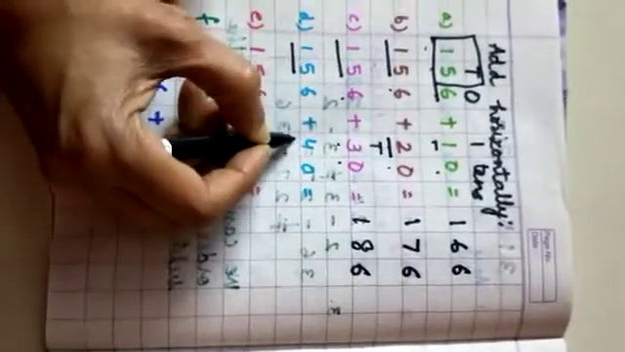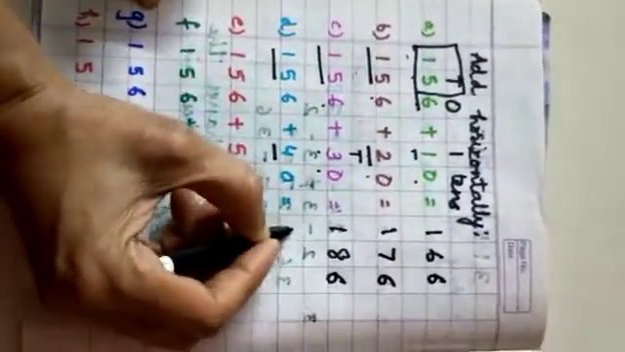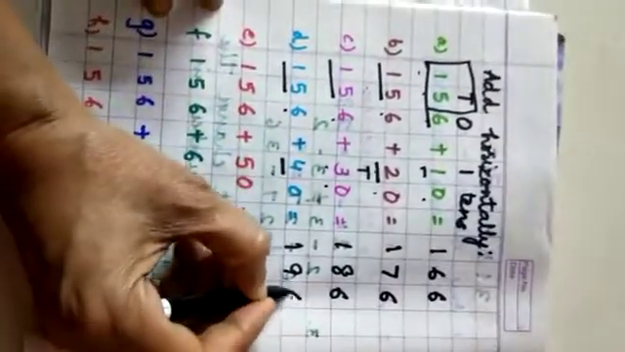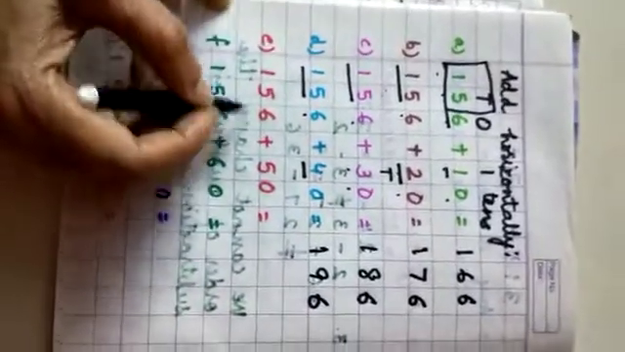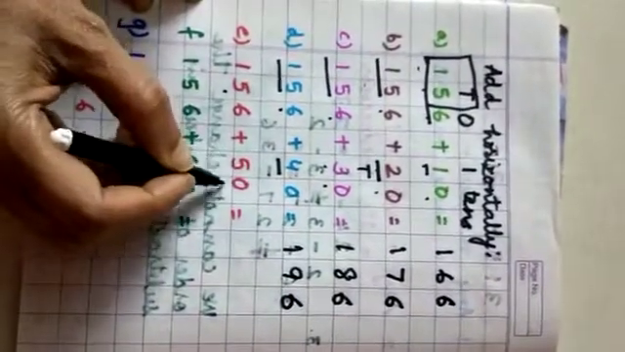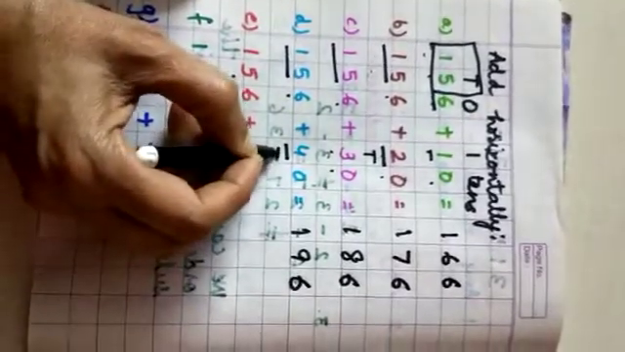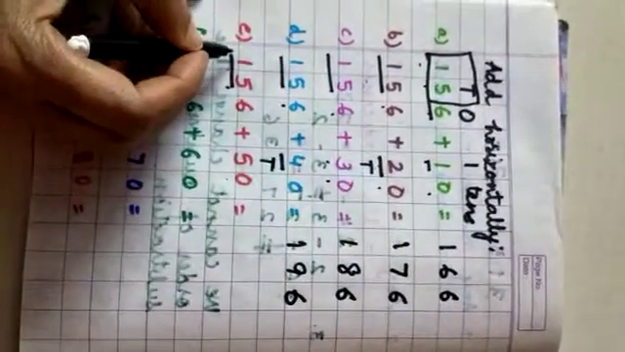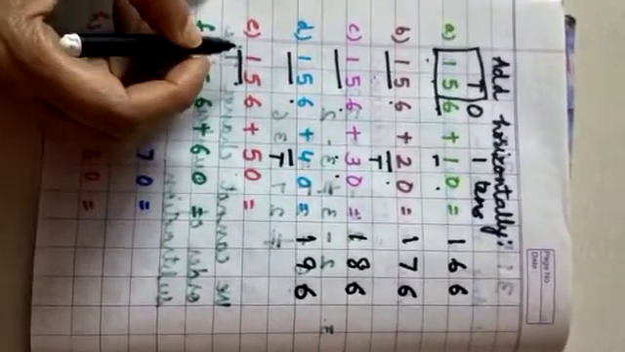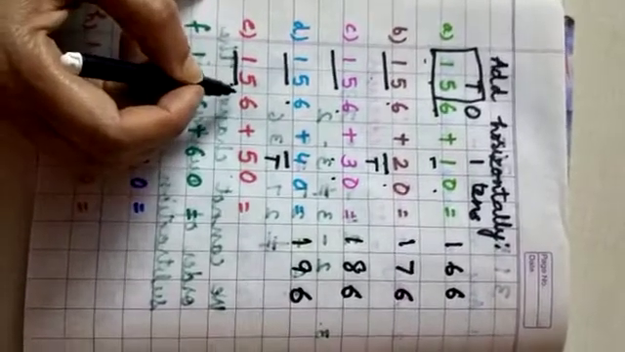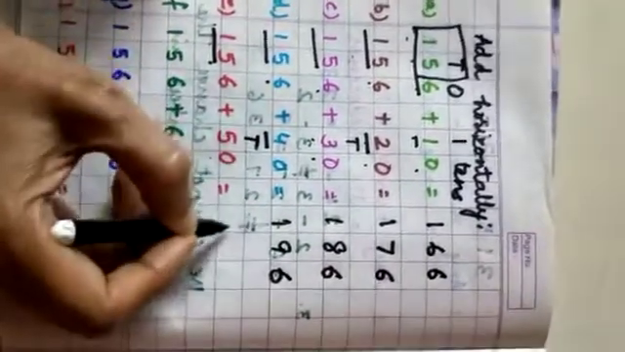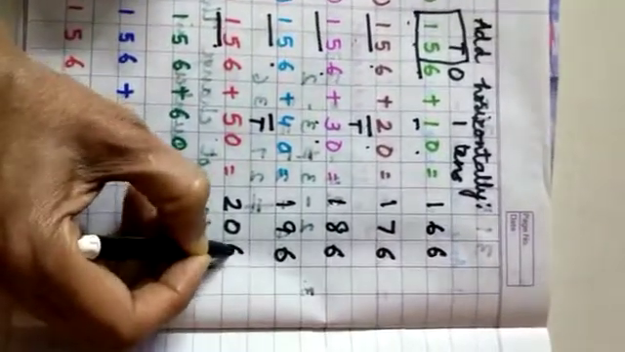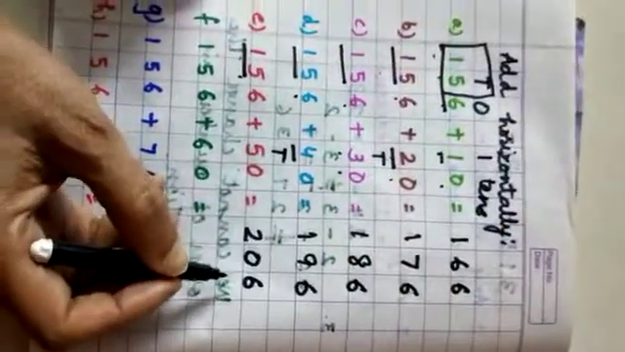15 tens plus 4 tens is 19 tens, and this 6 ones will come as it is. 156 plus 50 means 5 tens plus 15 tens. Take out your 5 fingers. Count after 15: 16, 17, 18, 19, 20. Write here 20 tens and 6 ones. So the number becomes 206.